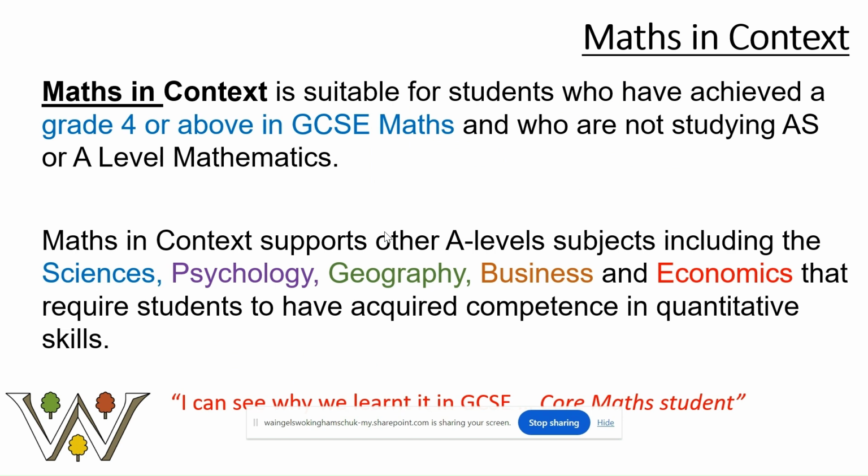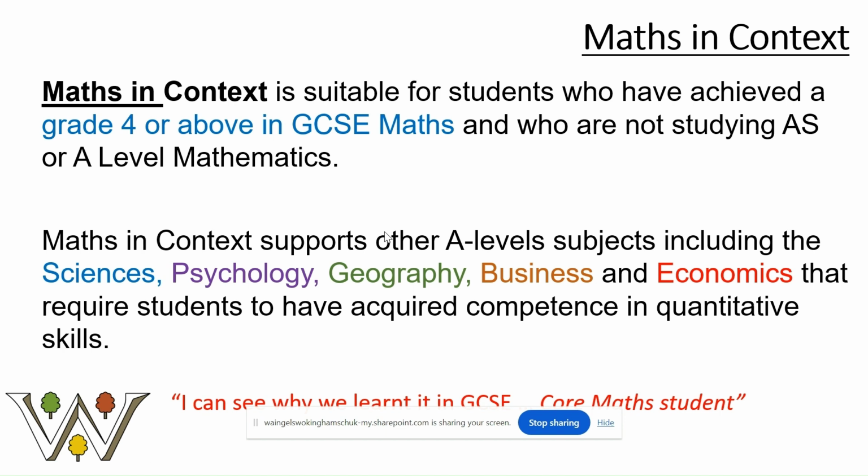The final course we offer is the Maths and Context course, which is suitable for students who have a grade 4 at GCSE Maths or above and who are not studying AS or A-Level mathematics. It supports other subjects. If you're going to take pretty much anything with the word ology in it, sociology, psychology, then geography, business and economics, A-Level biology, the maths studied in Maths and Context will very much help you out with those subjects.